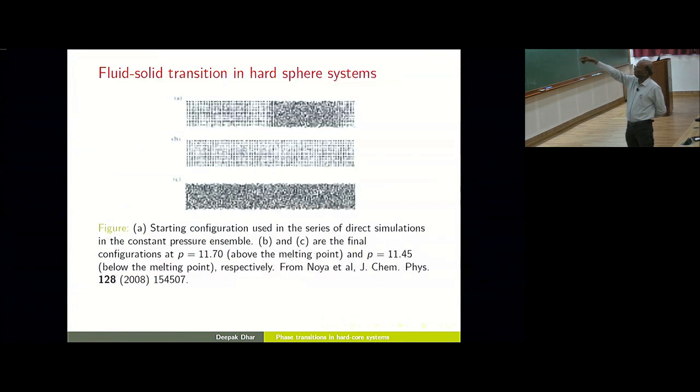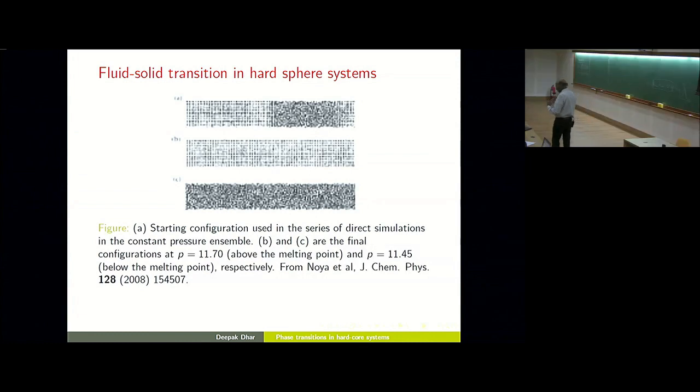B and C are the final configurations. One is at 11.70 and the other at 11.45. So with a small change in pressure, the state is very different. This is the lattice formed by the system. This is a time evolved picture.